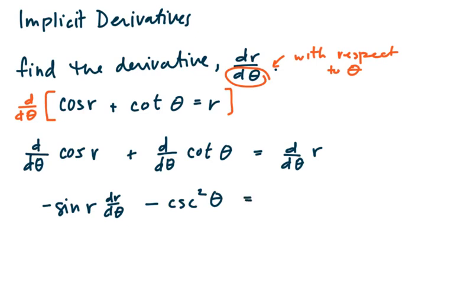And then the derivative of r is 1, right? This derivative right here, the derivative of r is 1, but since I took the derivative of r with respect to theta, I'm going to write dr d theta. And at this point, we're done with the derivative, but we do need to isolate this dr d theta because that's what we were asked to find.